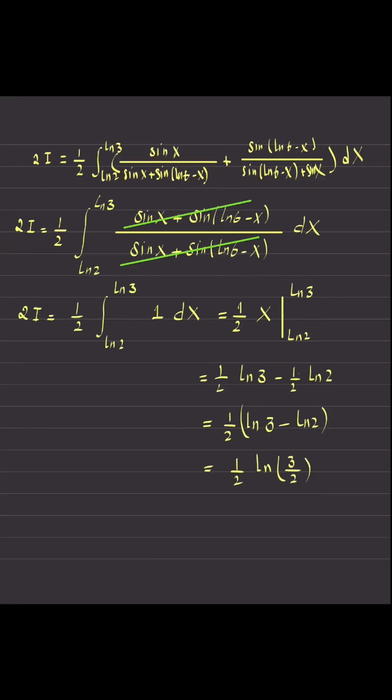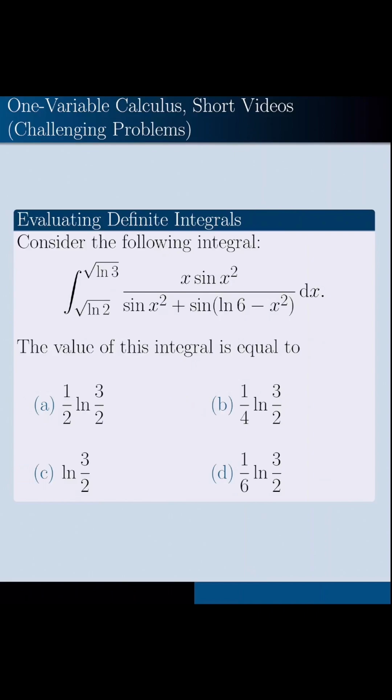But be careful, this is not I, this is 2I. So in order to find I, I have to divide everything by 2. So I becomes 1/4 ln of 3 over 2. So that is the answer to this problem. Okay, so now let us see which option is correct. So as you see, option B is the correct answer to this problem.